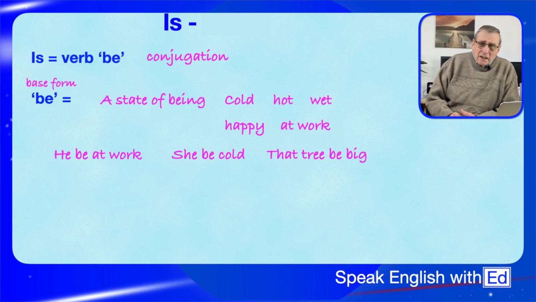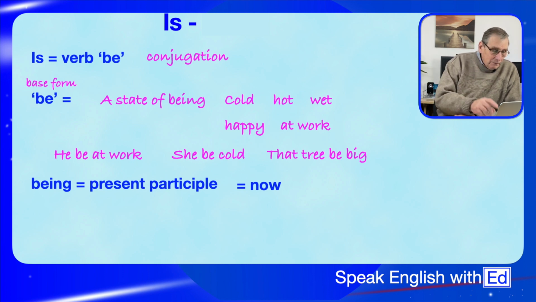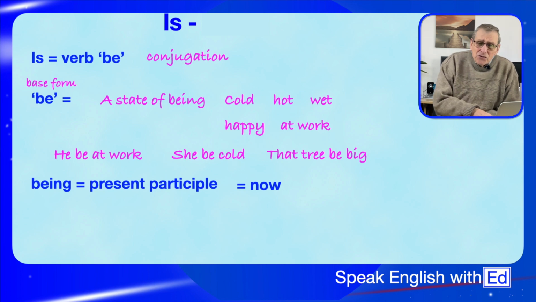And being, as I said, it was a state of being. Being is a present participle, right? And present means right now, as we're talking. So it is means it is now, or it is true now. If you're not sure about the present participle, I'll put a link in the description below that you can go and check out a video that we did a little bit earlier about the present participle.